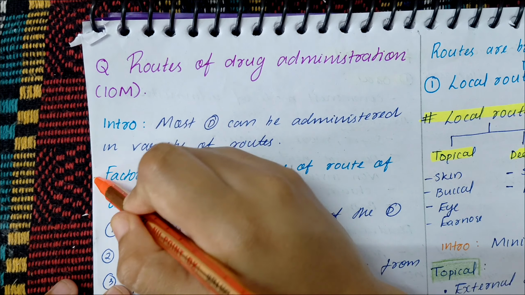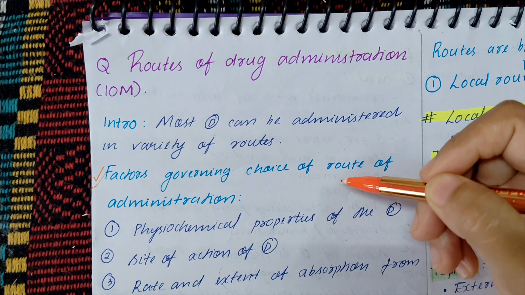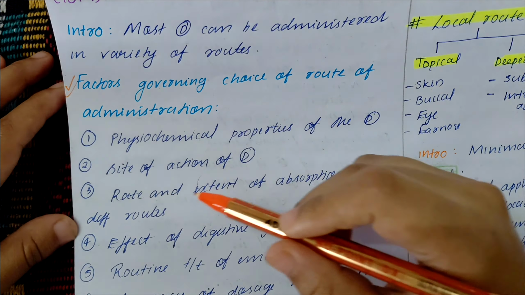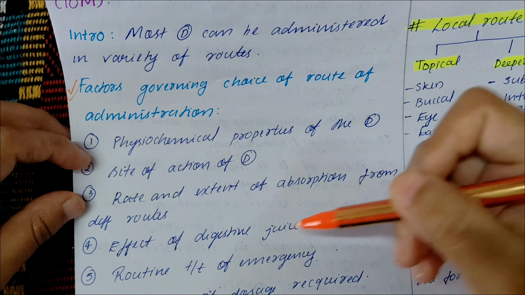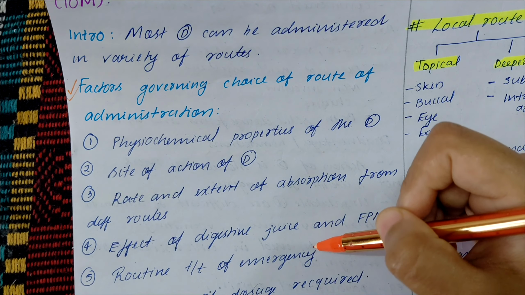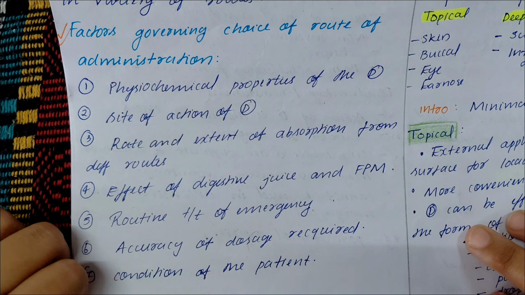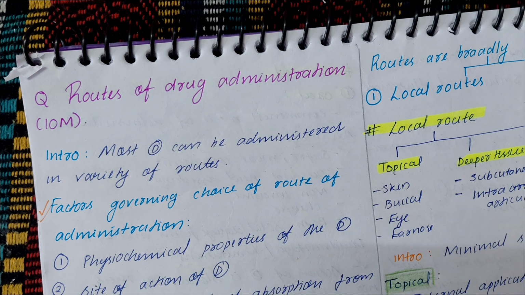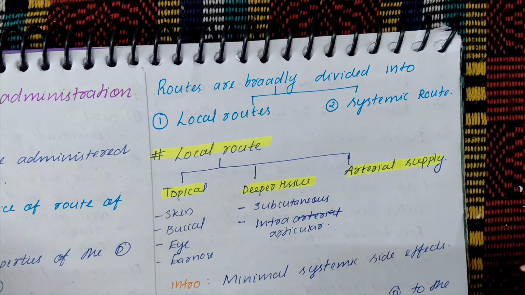What are the factors affecting the choice of route of administration? One is the physicochemical properties of the drug. Second will be the site of drug action. Third is the rate and extent of absorption from the different routes. Effect of digestive juice and first pass metabolism. Routine treatment or emergency. Accuracy of dosage required. Condition of the patient. So it is very important to know all of these factors while choosing a route of administration for any drug. Now let's get into detail about the routes of drugs.